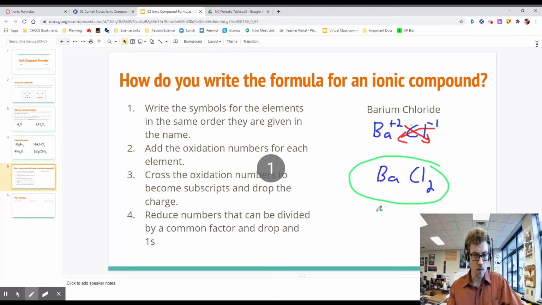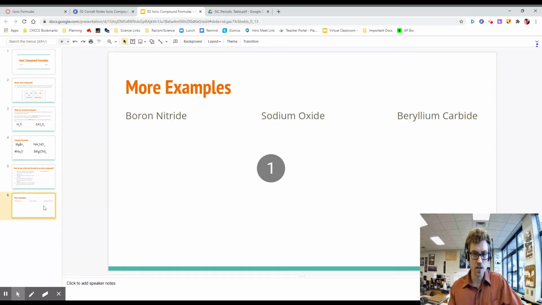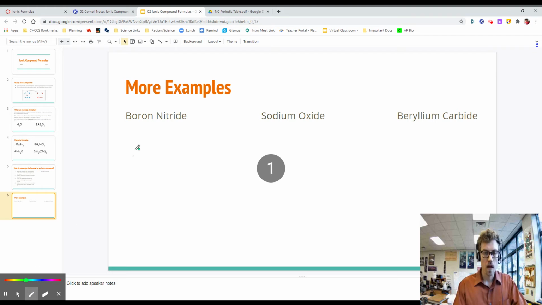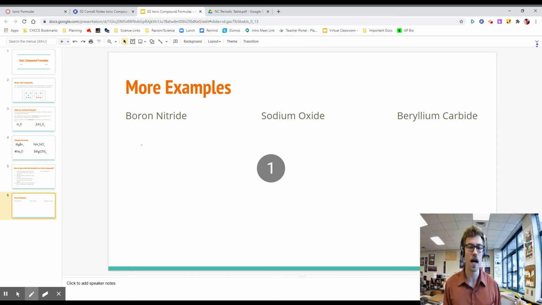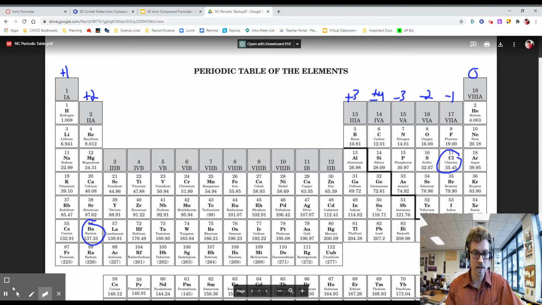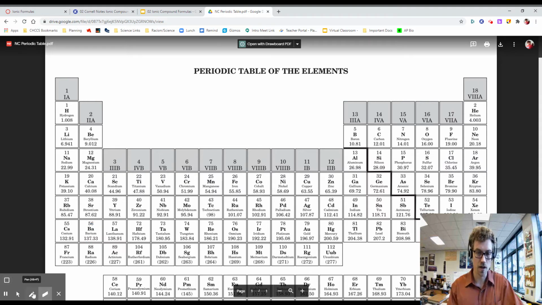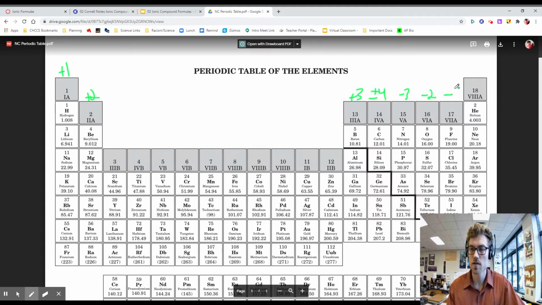So what we're going to do is we're going to do a couple more examples together, and then you're going to do the rest of the practice on your own. So our next one here, we've got boron nitride. Again, the -ide endings you're not going to find on the periodic table, but you will be able to find elements that sound very similar. So that's not what I wanted to do. That's okay. I'll just rewrite this real quick. +1, +2, +3, plus or minus 4, -3, -2, -1.